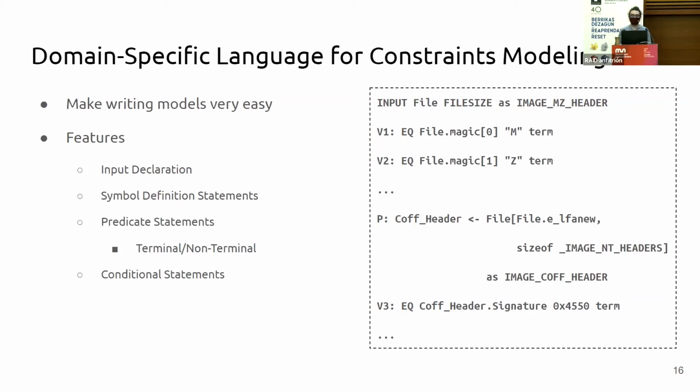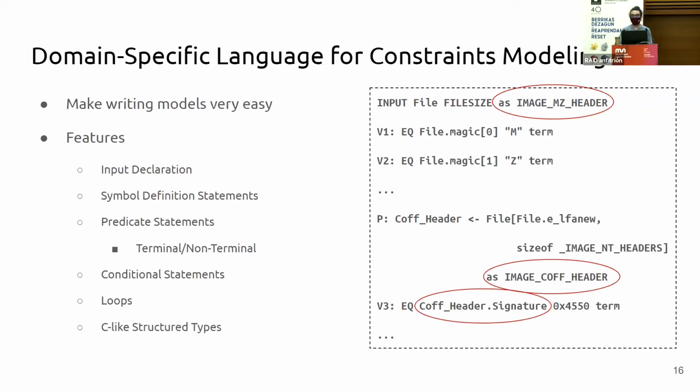And these were very useful for modeling if-then-else kind of structures. In our language, we also support loops that came really handy for modeling the constraints that the software enforces on each entry of a table-like structure, like a section table. And we even have structured types that allow the analyst to reason in terms of headers and fields rather than offsets and slices in the original file. And actually, we can define these types using C syntax.